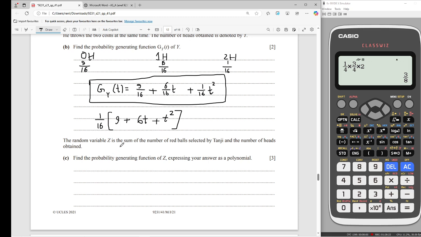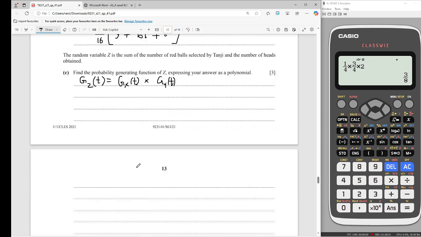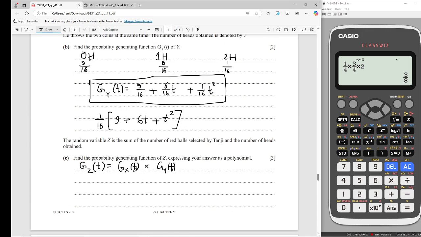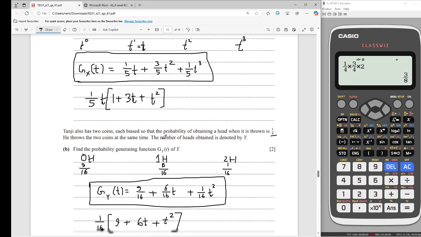So the random variable Z is the sum of red balls and number of heads, and the PGF of Z, so G_Z(t), is equal to G_X(t) times G_Y(t). Whenever they say it's a sum of two different random variables, you need to multiply the two PGFs. Okay, now to multiply the two of these, we're going to take our factorized form because that's going to be much easier to multiply.